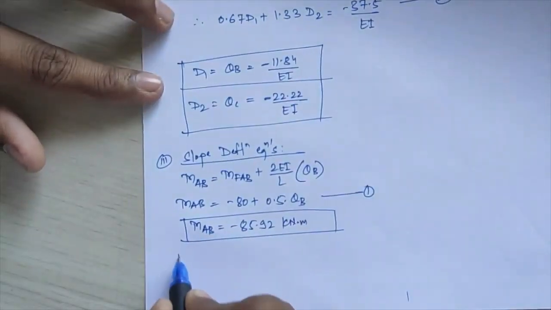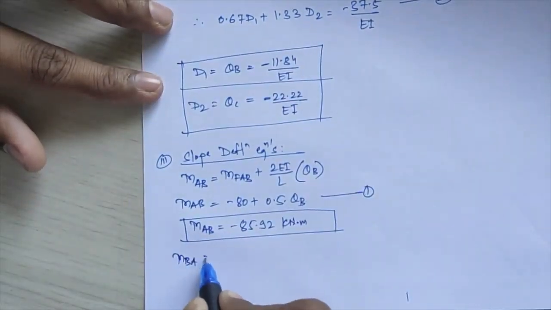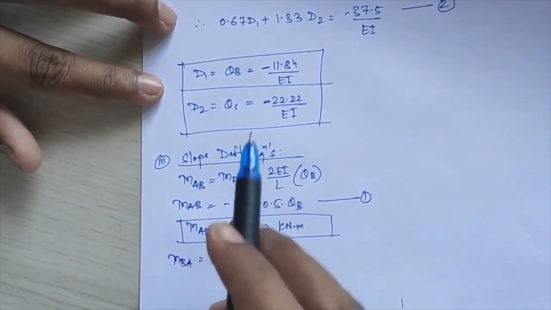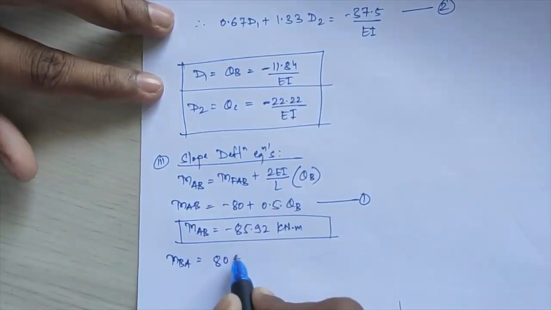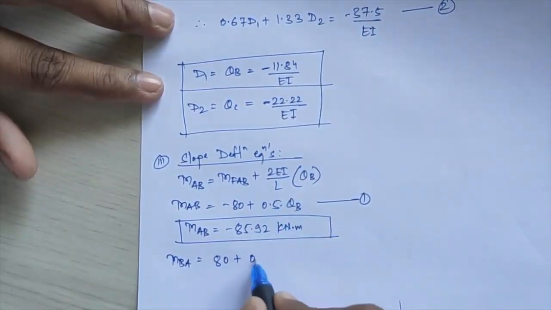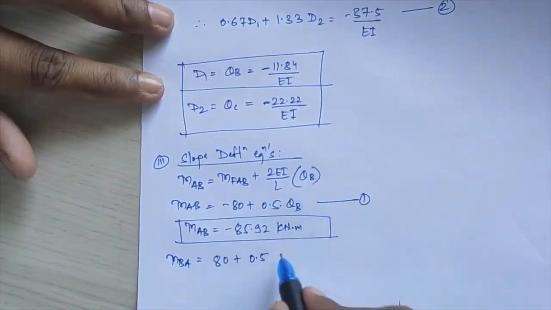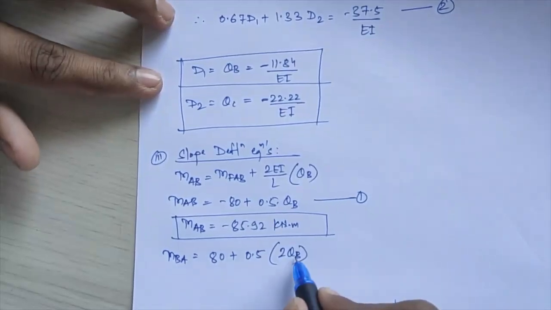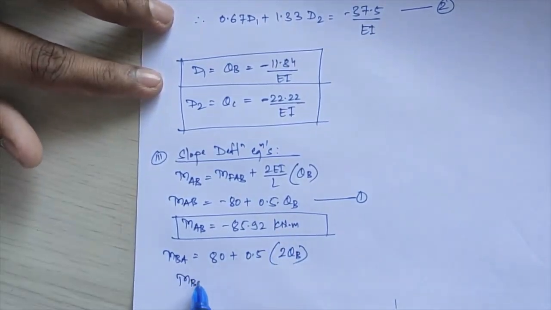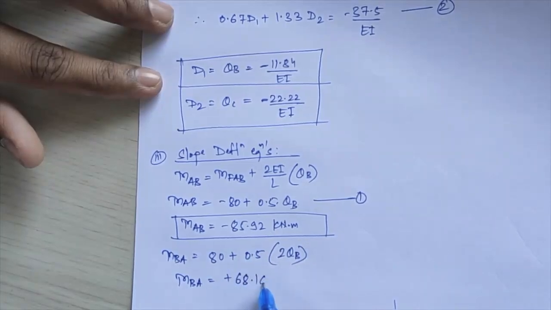Okay, now I'll move to my next value, MBA. MBA is again MFBA plus 2EI upon L into the bracket. Directly, the values I'll write: MFBA I'm getting as plus 80, plus 2EI upon L, that will become again 0.5 EI into bracket 2 times theta B. Now if I substitute theta B over here, I get MBA equal to plus 68.16 kilonewton meter. You check these values over there.